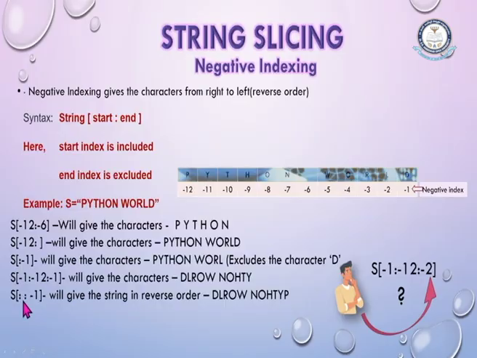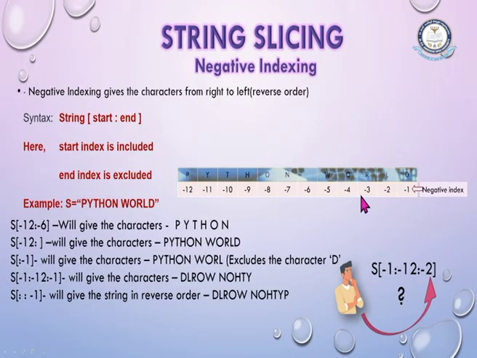Now you can even extract the portion of the string without specifying the start index and end index. If you specify a negative step, see here the start index is not mentioned and the end index is not mentioned, only the step is mentioned. When the step is mentioned as a negative value, automatically the index will be treated as a negative index. The start index will be -1 by default, because the negative index always starts at -1.